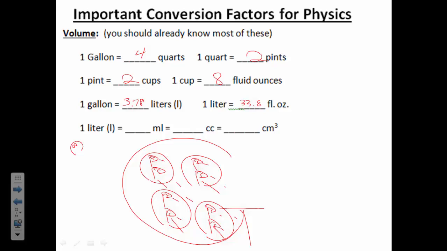A liter has how many milliliters? Well, a milliliter is 1/1000th of a liter, so there must be 1,000 milliliters in a liter. In the same sense, it turns out that a cubic centimeter equals a milliliter, so there are 1,000 cubic centimeters in 1 liter. And we've got 1,000 cm cubes, a centimeter cube is a cubic centimeter.